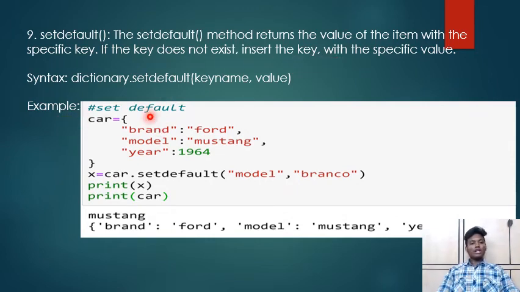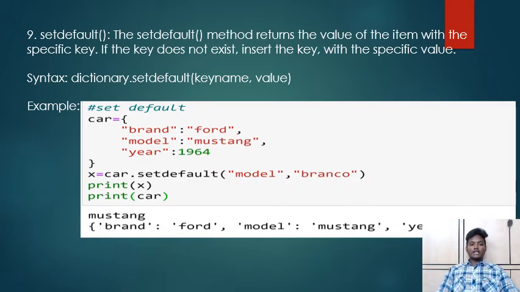Okay, for example, car equals to, we give keys and values: brand, model, year as keys, and Ford, Mustang, 1964 as values. We can write here whatever we need: x equals to car.setdefault('model', 'brand code'), and print x and print car. By this we can see that in model Mustang, we can replace it with the brand code model. Here the output came as brand Ford, model Mustang, and year 1964, and we can observe that the value of model is changed to brand code.